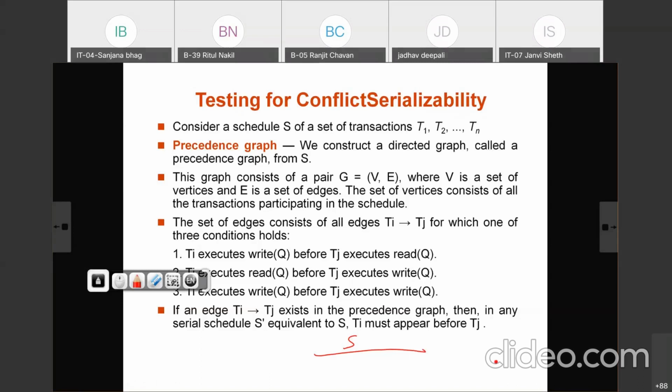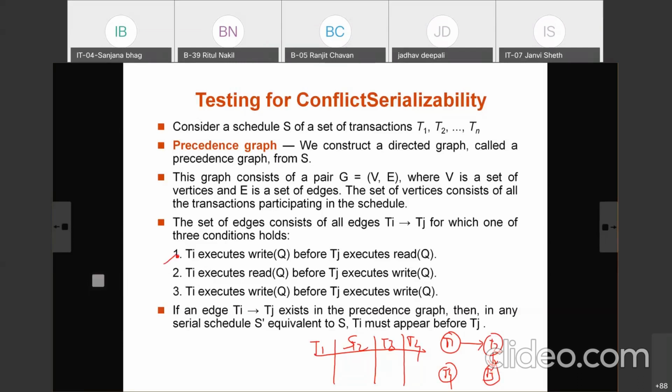The set of edges consists of all edges Ti to Tj. We draw an edge Ti to Tj in which case the first Ti executes write Q before Tj executes read Q, meaning first Ti writes Q then Tj reads Q, or Ti executes read Q before Tj executes write Q. That means they are conflicting with each other. If that is there, then we draw an edge from Ti to Tj. Now see an example.